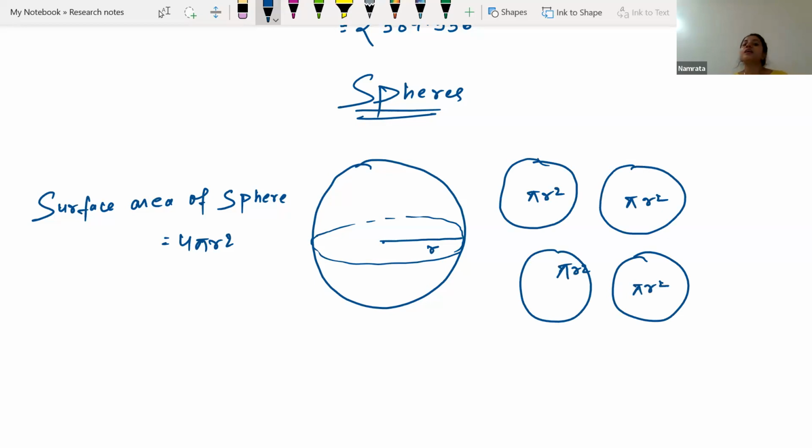This 4 circle area will combine together and will give the surface area of this sphere. One easiest method to understand it is to take a thread and start covering the sphere. Whatever is the total length of the thread which you have used to cover the whole sphere. Suppose you are having a ball and you started covering the whole ball just with the help of this thread.